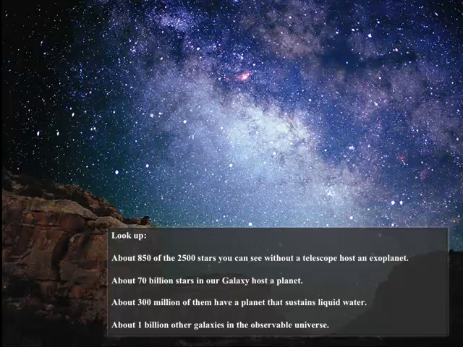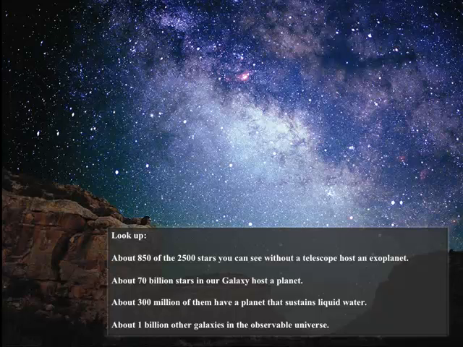Now, there's only 2,500 stars you can see, but the galaxy has about 70 billion stars. And about a third of them probably have planets, and about 300 million of them have planets that can sustain liquid water. And of course, keep in mind that there's a billion other galaxies just like ours. So odds are, there's other people looking back at us, but we don't know exactly how many. They may or may not know we're here. Probably haven't visited us, but it's still kind of fun to think about that.